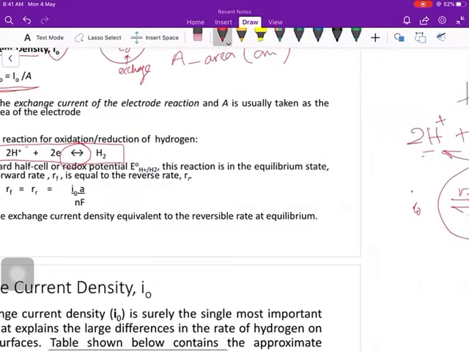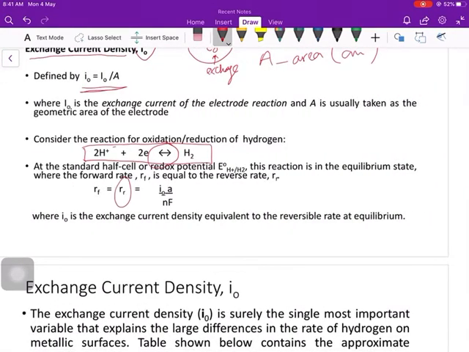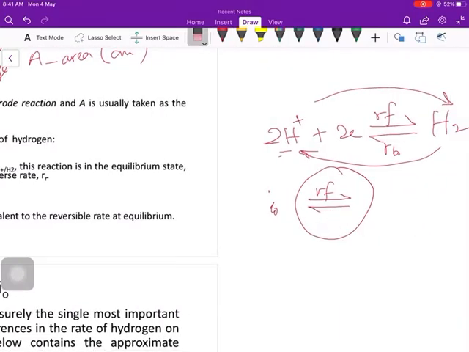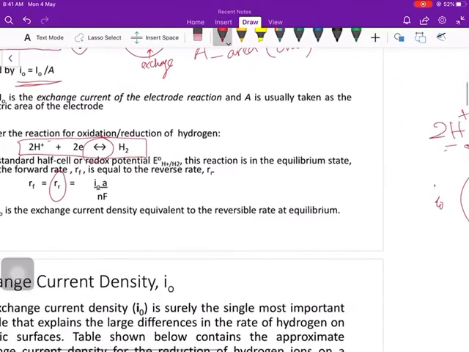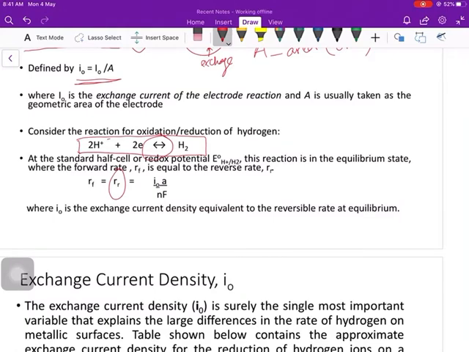That is about this exchange current density. In these notes they use RR, not RB, so we use RR, the reverse rate. When the rate forward forms hydrogen gas, and the rate reverse produces hydrogen ion, they are equal. There is one formula involving the Faraday constant. This is the Faraday constant, 96,500 coulomb per mole.